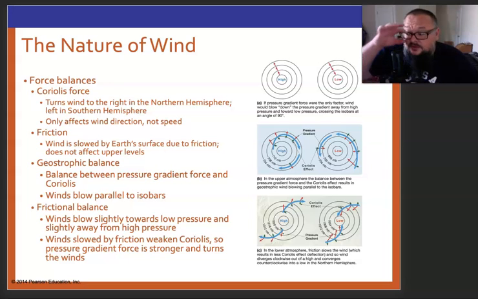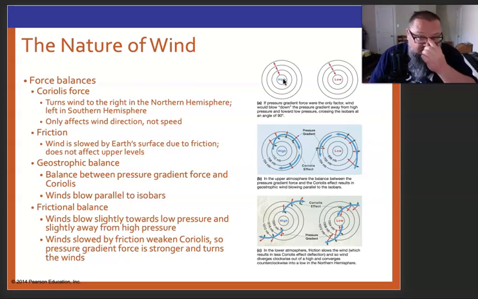Okay, we are continuing our discussion on why the wind blows the way it does. Remember, we determined that pressure gradient force says that wind always blows from high pressure to low pressure. That's the first rule. And we had talked about the Coriolis force, which says that in the northern hemisphere, winds are always going to turn or veer off to the right, and they're always going to veer off to the left in the southern hemisphere.